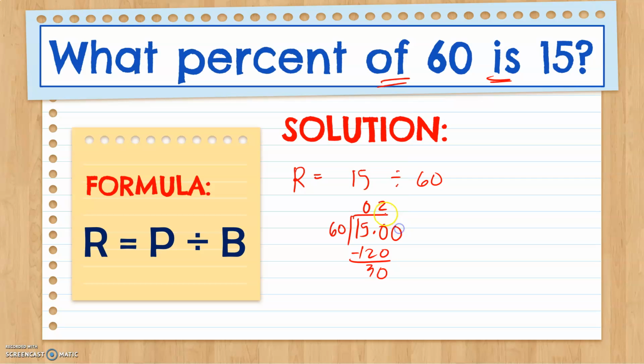Since there's a remainder, we will add 0 to keep dividing. 300 divided by 60 is equal to 5, and 5 times 60 is 300. Now we no longer have a decimal or a remainder, so we'll stop dividing here. Then we put the decimal point in our quotient. So our answer is 0.25. But again, we have to change it into a percent. So we'll move the decimal point twice to the right, and that will give us 25. Then we will put the percent symbol because again, we're looking for the rate.